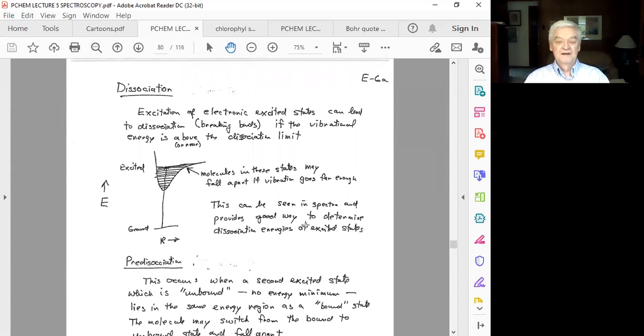The next couple of pages, I'm just going to zoom over very quickly. Again, we're rather short of time. I hadn't realized we wouldn't have class on Friday, so that takes another class day out of our schedule.